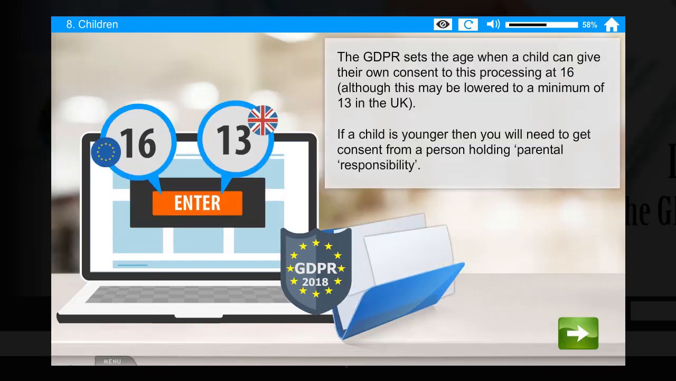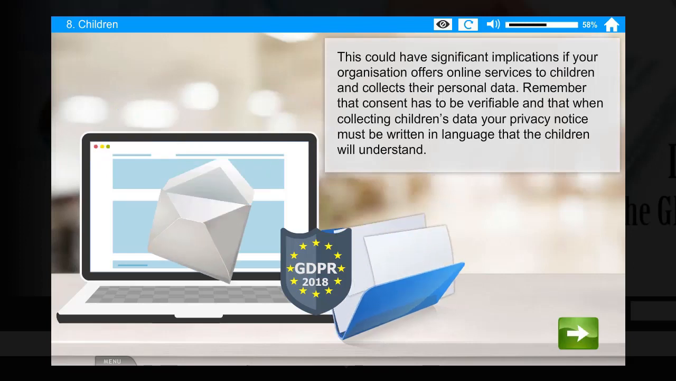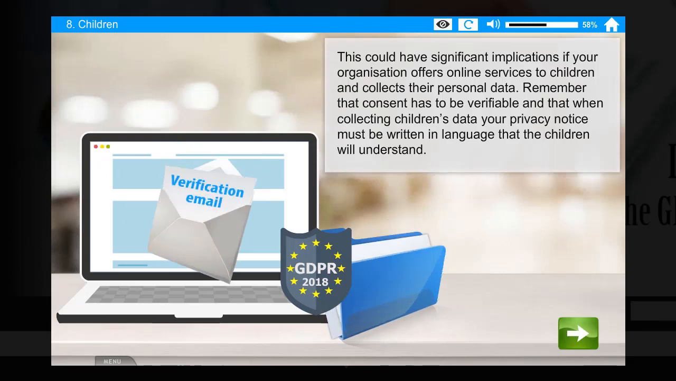The GDPR sets the age when a child can give their own consent to this processing at 16, although this may be lowered to a minimum of 13 in the UK. If a child is younger, then you'll need to get consent from a person holding parental responsibility. This could have significant implications if your organization offers online services to children and collects their personal data. Remember that consent has to be verifiable, and that when collecting children's data, your privacy notice must be written in language that the children will understand.